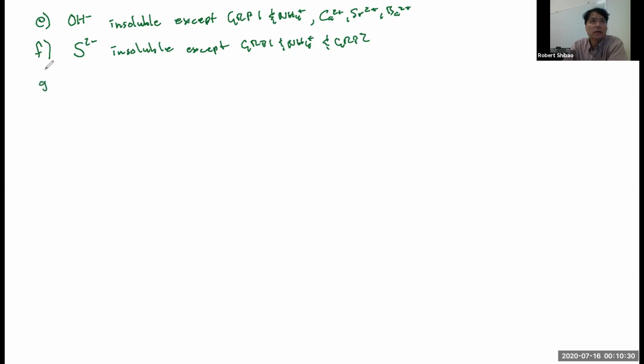Okay, the last series of anions that we're going to look at are phosphates, carbonates, and chromates. These are insoluble with very few exceptions. The only exceptions here are group 1 and ammonium.